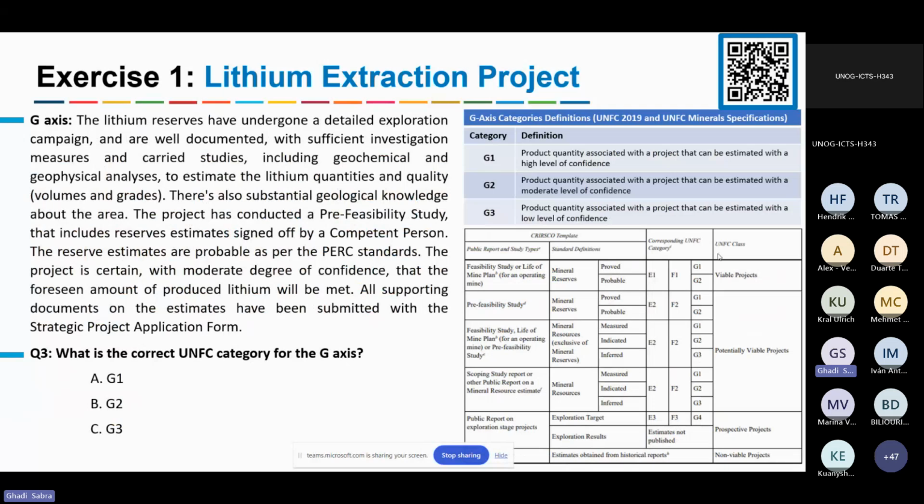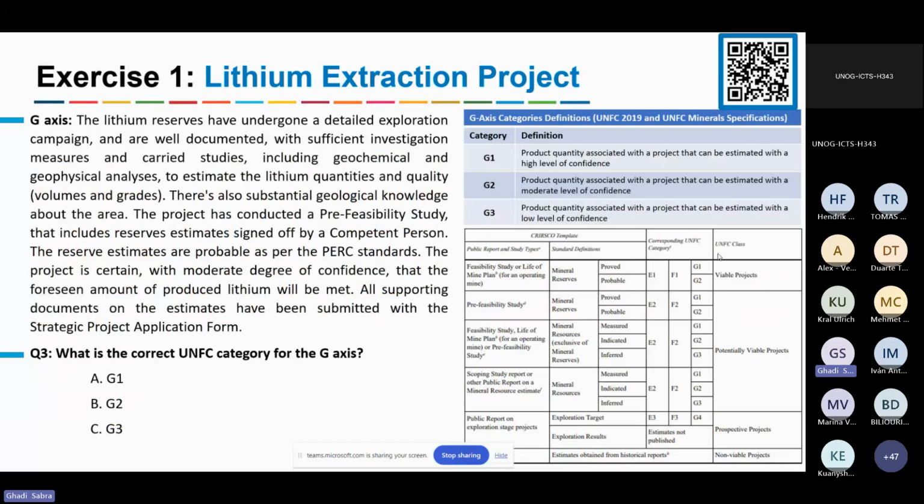So the lithium reserves have undergone a detailed exploration campaign and are well documented with sufficient investigation measures and carried studies, including geochemical and geophysical analysis to estimate the lithium quantities and qualities, so volumes and grades, basically. There's also substantial geological knowledge about the area. The project has conducted a pre-feasibility study that includes reserve estimates signed off by a competent person. The reserve estimates are probable as per the PERC standards.